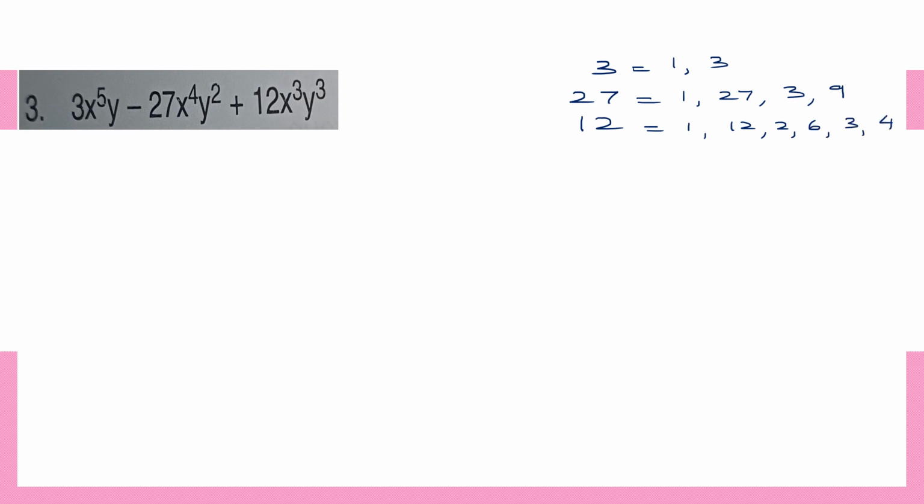Now pick out the common factors. So I have 1, which is common. I also have 3, which is common. And which is the highest common factor? The highest common factor is 3. So I'm going to put 3 out here.